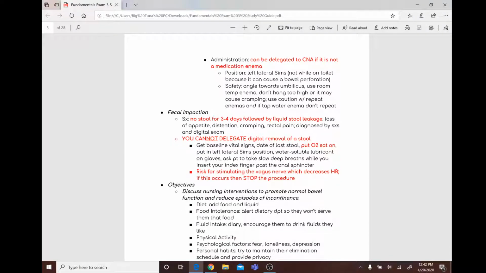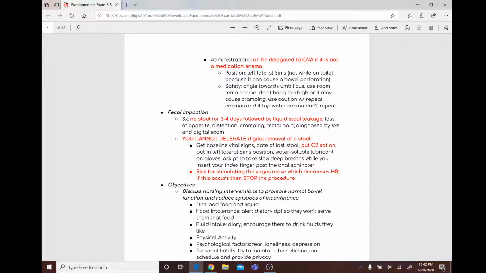What are the symptoms of fecal impaction? No stool for 3 to 4 days, followed by liquid stool leakage, loss of appetite, distension, cramping, rectal pain, diagnosed by symptoms on digital exam. Can you delegate digital removal of stool? Nope.